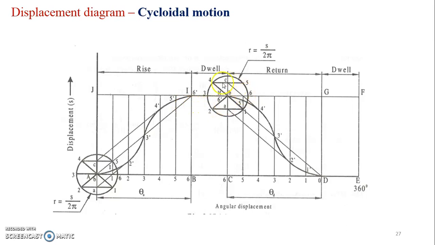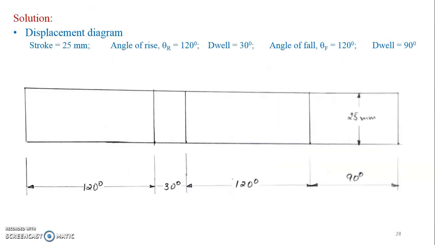The same thing has to be repeated on the angle of fall portion also. So in our problem, the stroke is 25 mm, angle of rise 120, dwell 30, angle of fall 120, and dwell 90 degrees, which is shown over here. And the stroke length of 25 mm is also dropped.